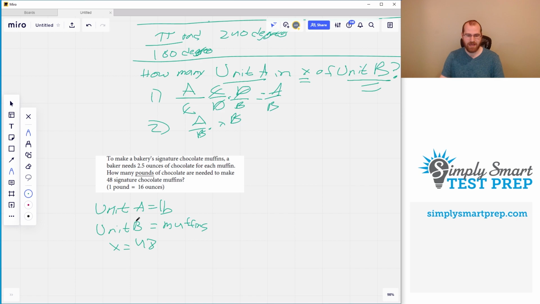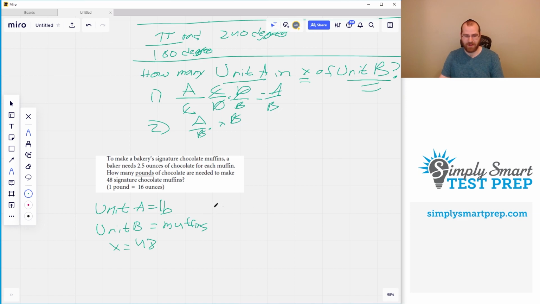Now you'll notice I did unit B before X, even though X appears first, and that's because generally we're going to keep the same unit B that's directly in the problem, but sometimes when there are numbers involved in that unit, we may want to change that for simplicity. I'm going to show you an example where we don't change it, but you have the option to change it if that would be easier. Okay, so now we have unit A over unit B, and X equals 48.